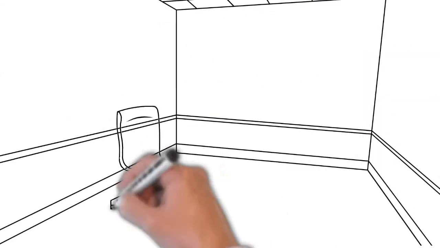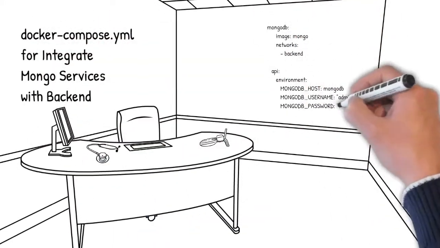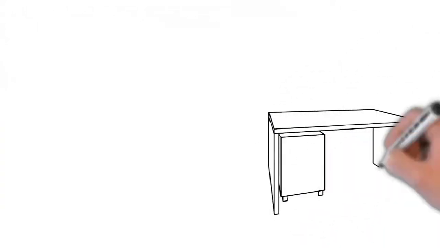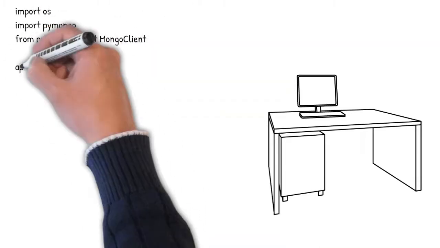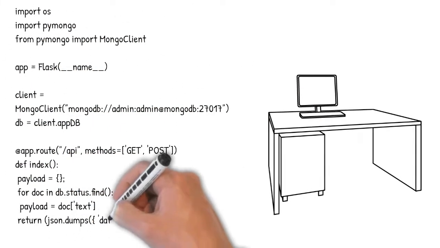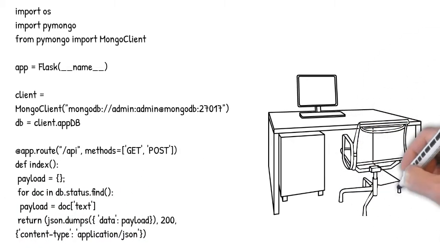Step 4. To integrate the backend with MongoDB, we use the network attribute in the docker-compose.yml file. In Python, connect to MongoDB using a MongoClient instance of pymongo with the os.getenv method to get the user ID and password from the docker-compose.yml file, which is set in the environment as mongo_username and others.